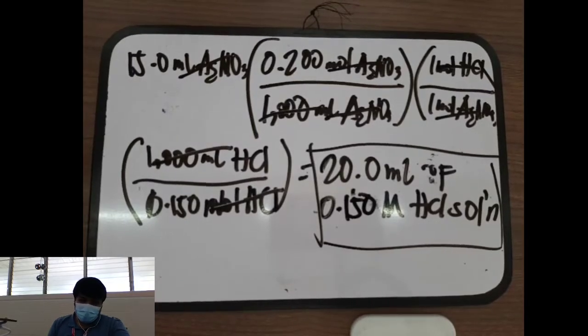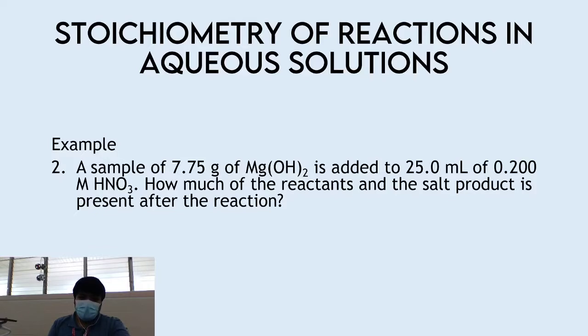So let's try another example. A sample of 7.75 grams of magnesium hydroxide is added to 25.0 ml of 0.2 molar nitric acid. How much of the reactants and the salt product is present after the reaction? Before we need to know the amount of the products formed in the reaction, we need to know first how much of the reactant will be present after the reaction.